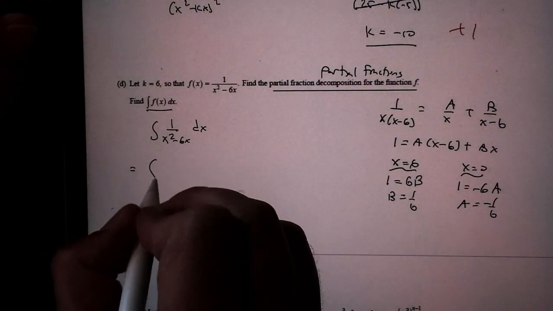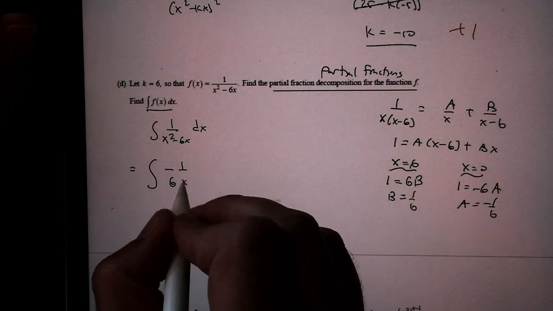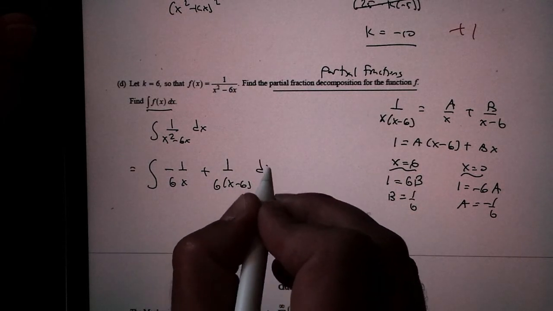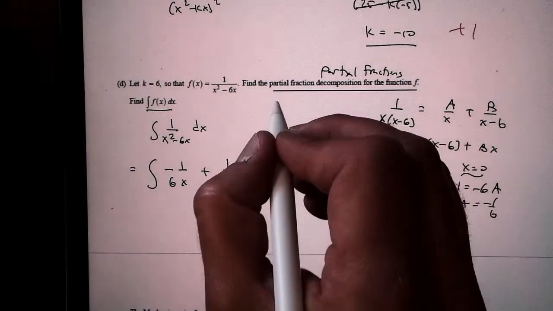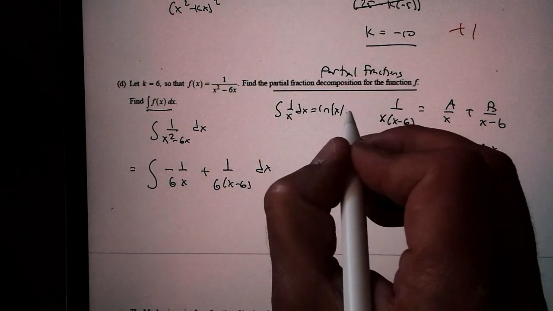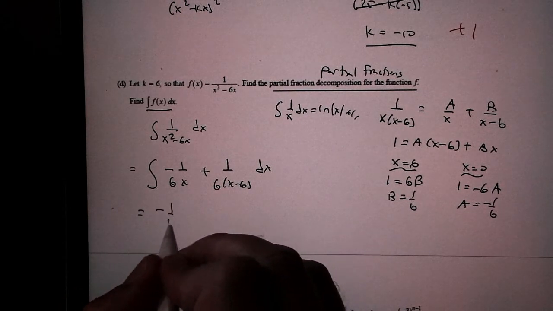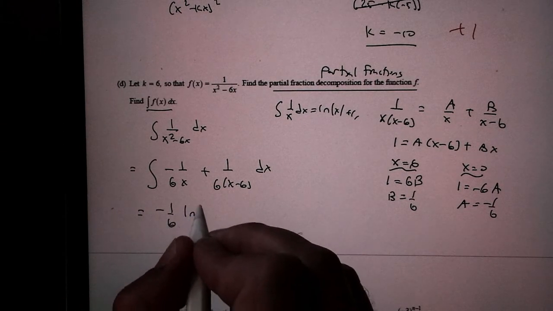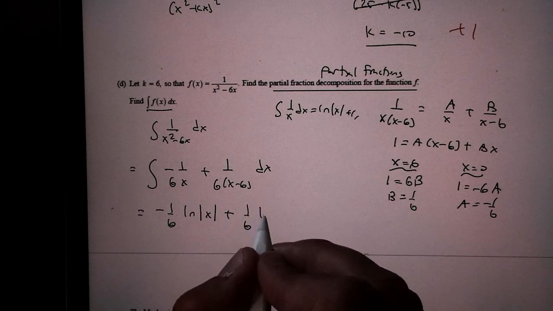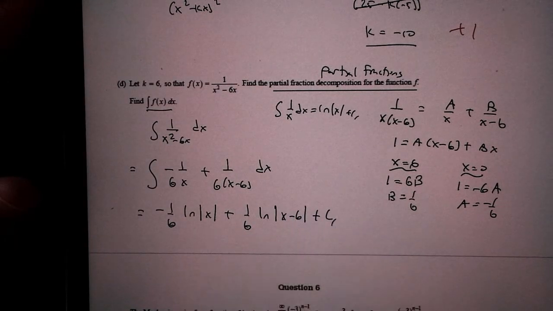So this new integral becomes, what is a? -1 over 6 times x plus b, which is 1 over 6 times x minus 6 dx. Now this is pretty easy. This is our natural log stuff. The antiderivative of 1 over x is natural log of the absolute value of x plus c. So when I integrate here, I'm going to get -1/6, it's just a constant, times the natural log of x plus 1/6 times the natural log of x minus 6, plus your constant of integration.